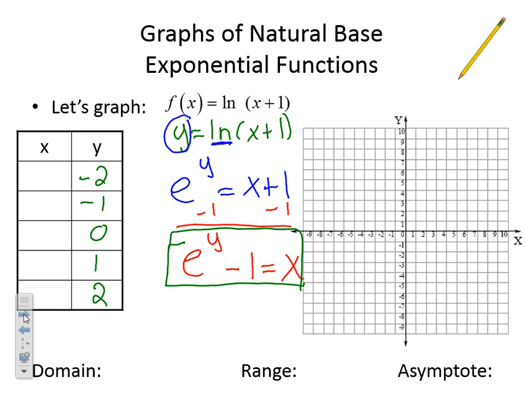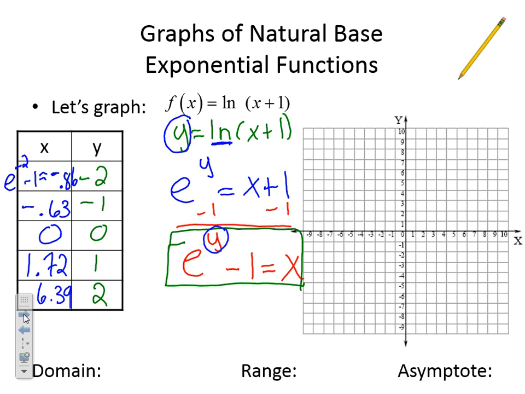All right, now we're just going to type this into our calculator. So when you type this in your calculator, you're going to put in e to the negative 2 minus 1, which is approximately negative 0.86. And if you plug in negative 1, you're going to get negative 0.63. If you plug in 0, you're going to get 0. If you type in 1, you're going to get approximately 1.72. And if you type in 2, you're going to get 6.39. Okay, so you're just plugging in these values for y.